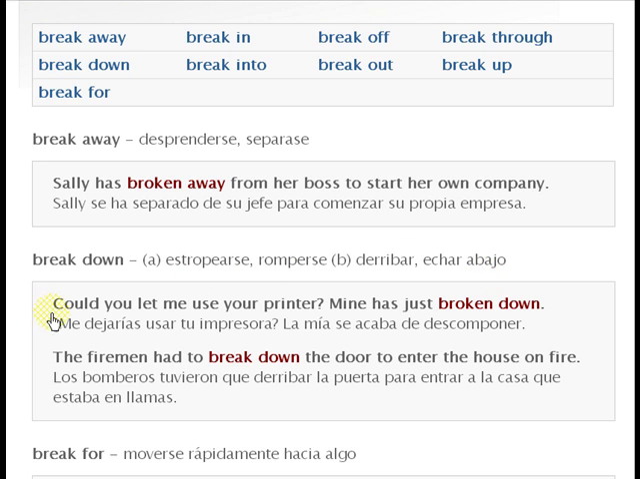So let's take a look. Could you let me use your printer? Mine has just broken down. Decomponer, okay? It's descomponer. Forgive me my Spanish, but anyhow, I'm going to give it a try. So it's broken. It doesn't work anymore. The fireman had to break down a door to enter the house on fire. Here we're saying derribar, which means to break into pieces. So when you break down the door, you just break it into pieces.